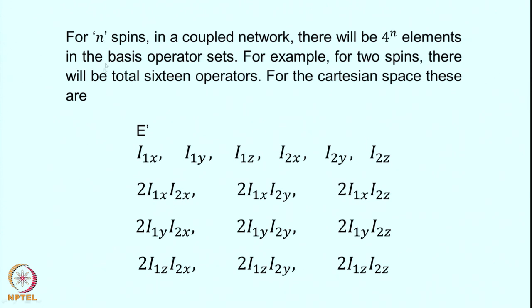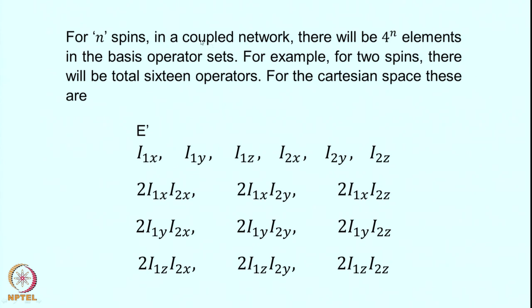So if I have n spins, how many combinations can I make from each one of those? Each one of them has 4 possibilities, and therefore I can create 4 to the power n combinations of these various kinds of products, because I should not be missing any portion of the density operator. All situations of all the spins must be represented, therefore all the operators of the individual spins must find a representation in your basis set.